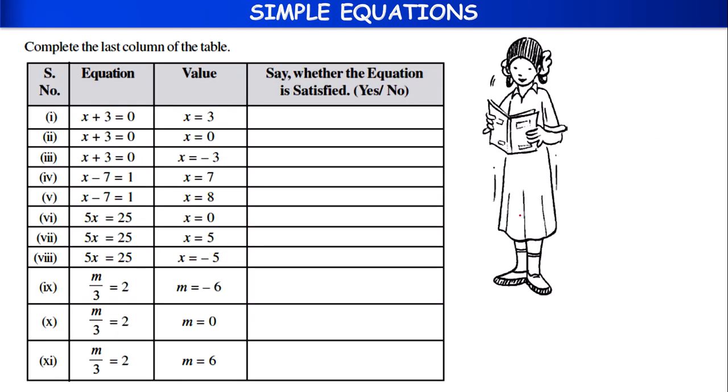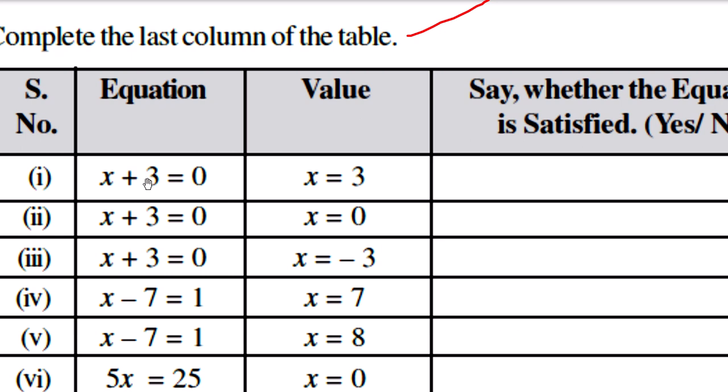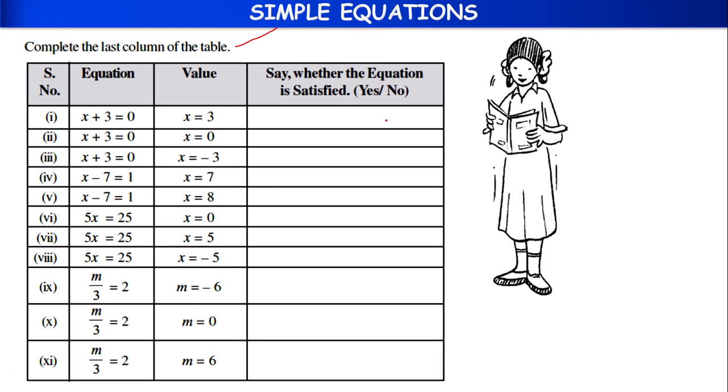Next one. Let's solve some problems here. Complete the last column of the table. Here they have given x plus 3 equals 0, and x value is 3. We have to say whether the equation is satisfied or not, and mention the answer as yes or no. In the place of x, if you keep 3, 3 plus 3 equal to 0, which is wrong. So equation is satisfied? No.